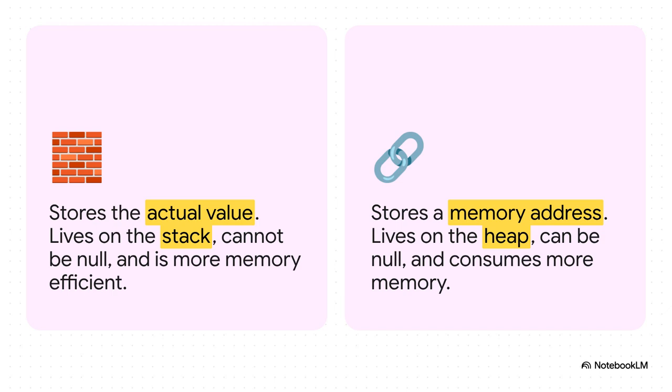On one hand, you have primitive types. These are the simple, no-nonsense guys. They hold the actual value, like the number 10 or the letter C, directly inside them. They live in a super organized, fast part of memory called the stack.